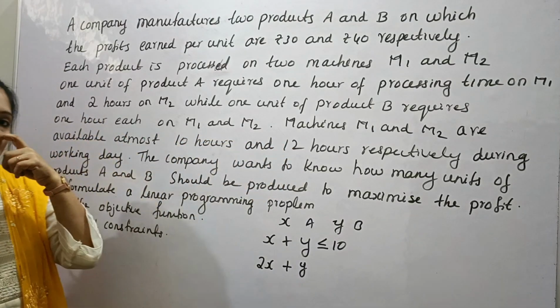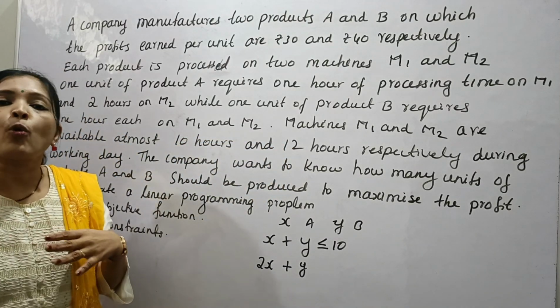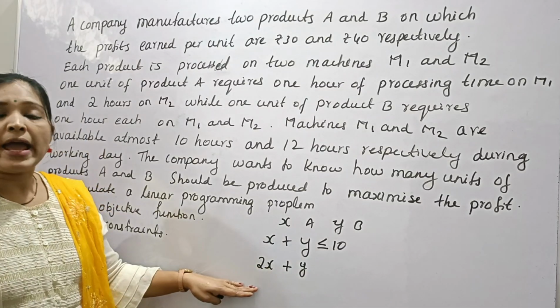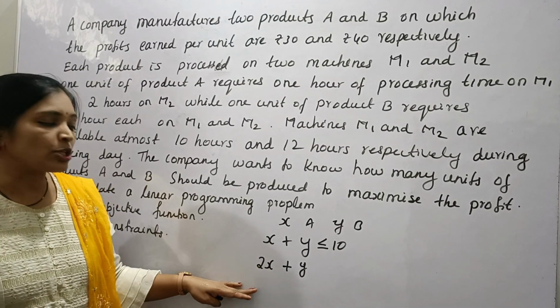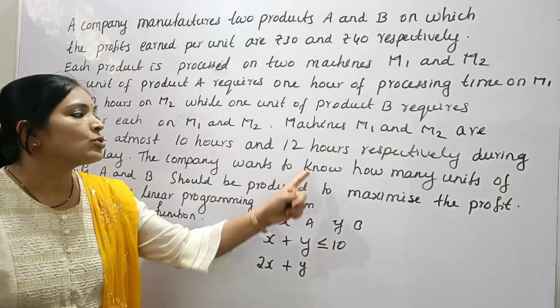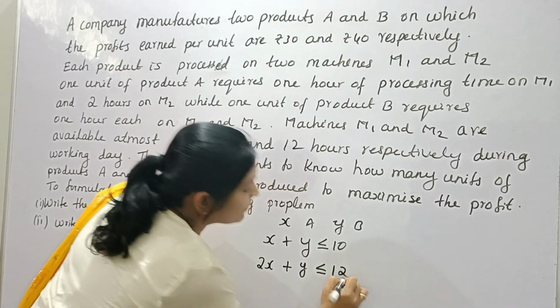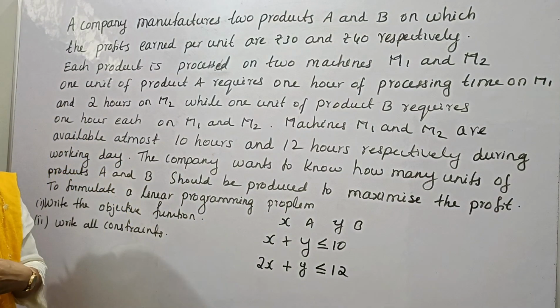Here machine M2 is available at most 12 hours, not greater than 12 hours. Therefore, total time on M2 must not be greater than 12 hours. Therefore 2x plus y less than or equal to 12. I hope you understood.